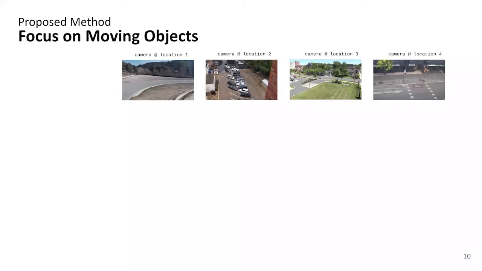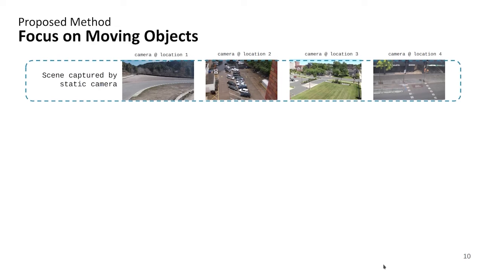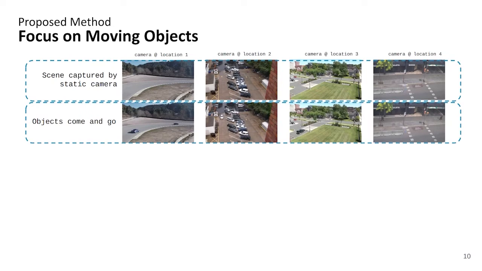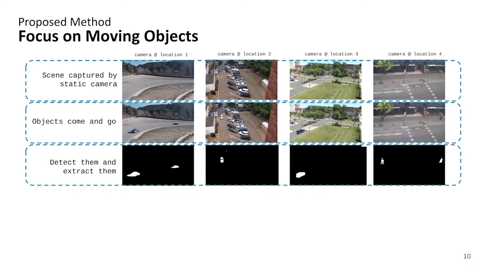Consider 4 cameras at 4 different locations. Each camera captures a scene where the objects come and go. So that means objects are moving. They are either entering, leaving, or moving within the scene. Then we can apply different computer vision techniques to detect those regions where the objects are moving and extract them.